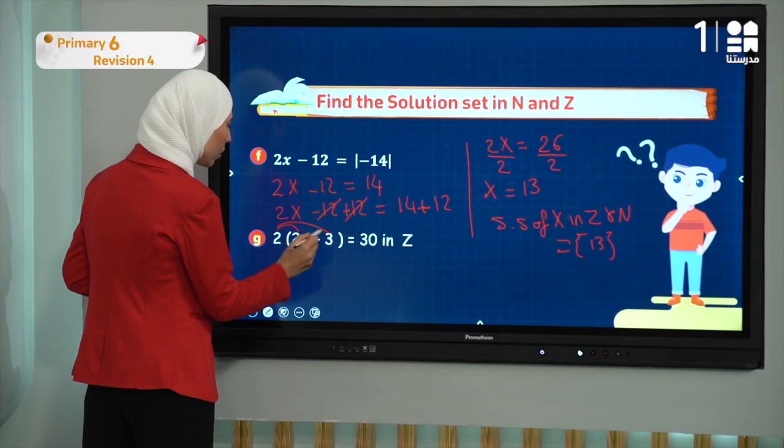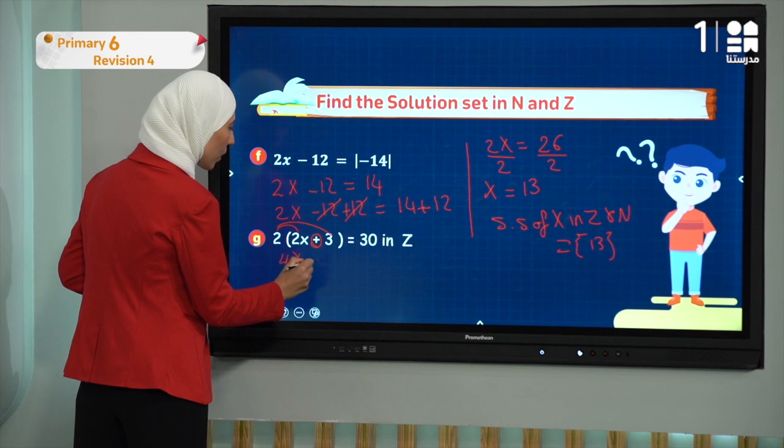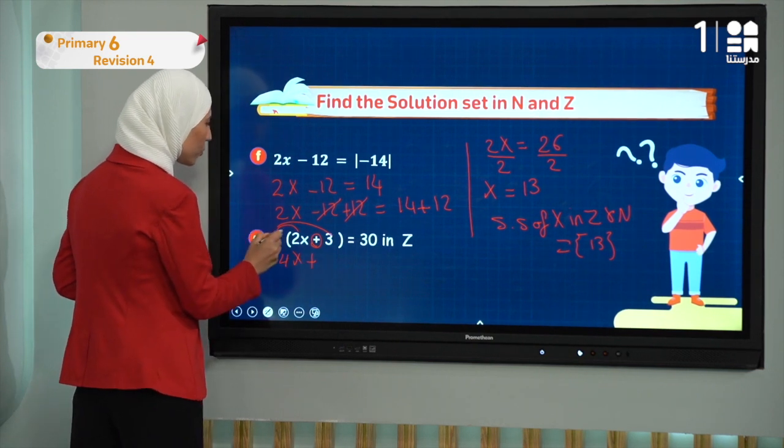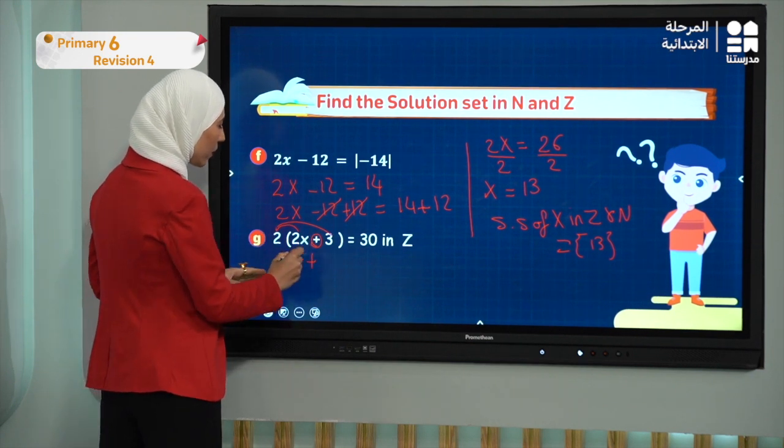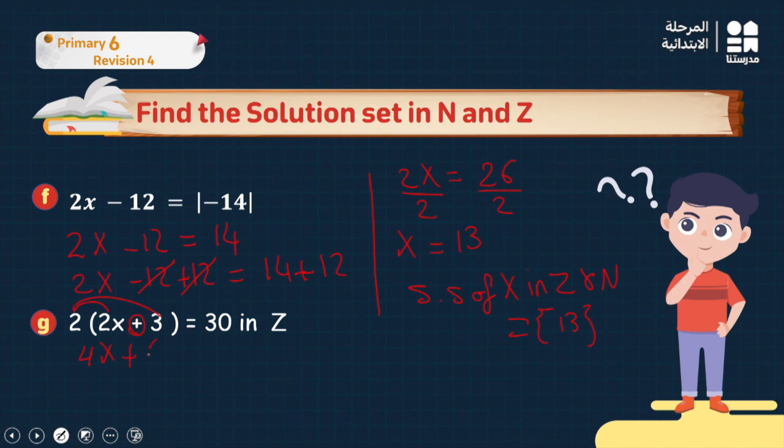وهاخد 2 والساين ما بينهم ايه؟ plus. So I will put it plus. يبقى 2 times 2x equal 4x. الساين plus وهعمل 2 times 3. So 2 times 3 equal 6, equal 30. طيب it's a very easy equation. Now بقى شكلها equation عادية جدا وسهلة قوي.